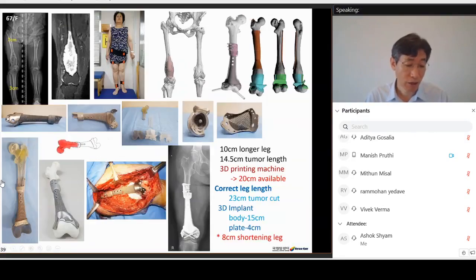Look at this chondrosarcoma patient. She never touched her left heel, with a right leg 10 centimeters longer and a big tumor on the right femur. A 3D printing segment of femur prosthesis was designed to correct the leg length and save the knee joint.